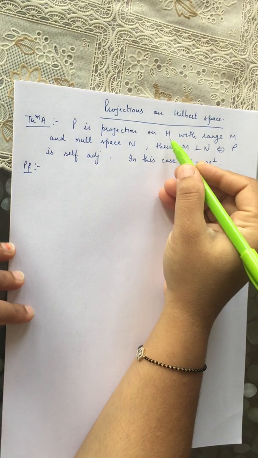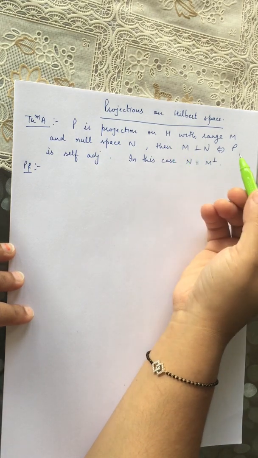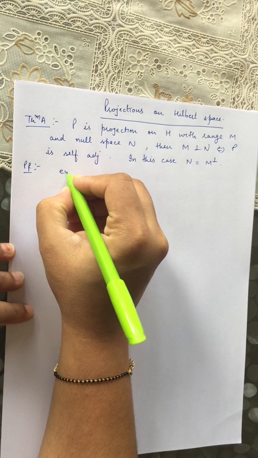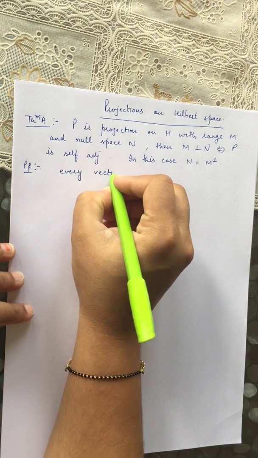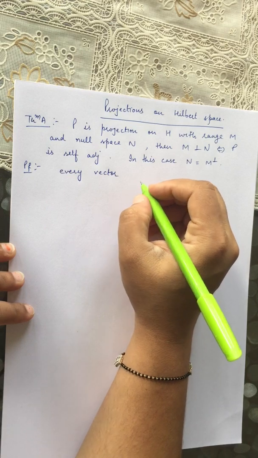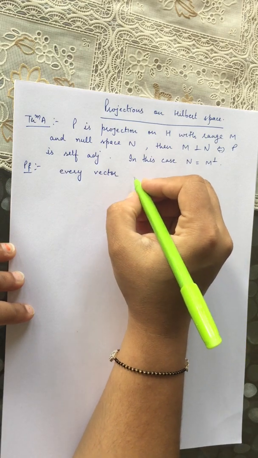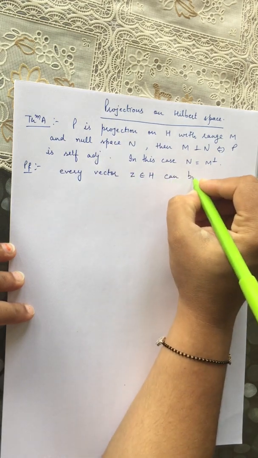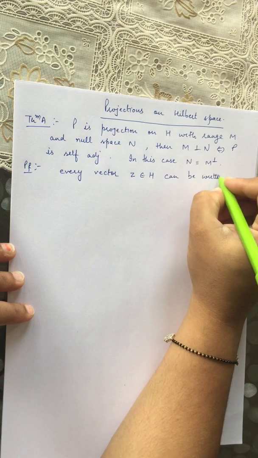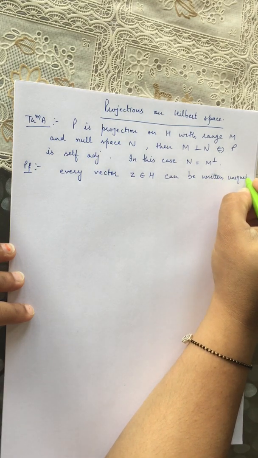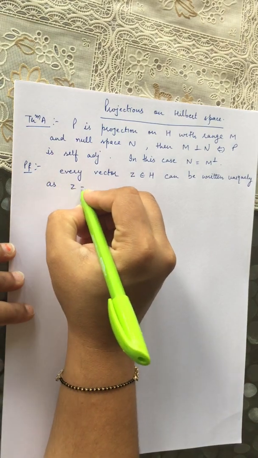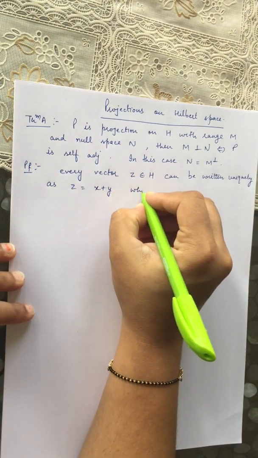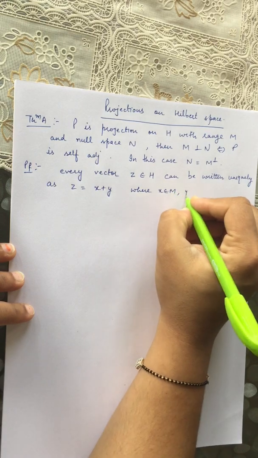So now we know, since P is a projection whose range space is M and null space is N, that the whole space H is written as the direct sum of M and N. That means every vector Z in H can be written as the sum of the vectors X in M and Y in N, and this sum is a unique representation of Z. So every vector Z in H can be written uniquely as X plus Y, where X is in M and Y is in N.